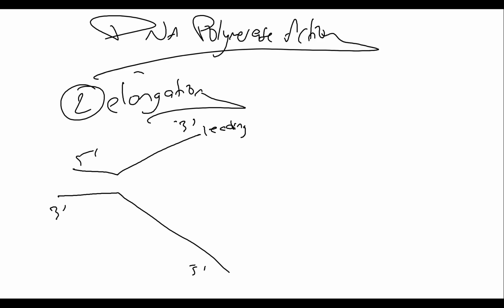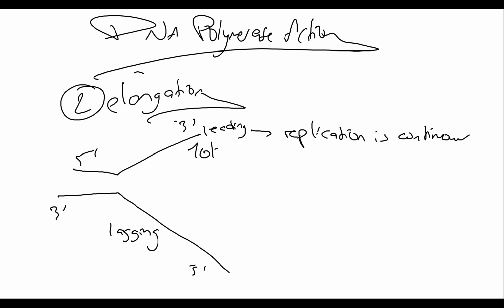This is the lagging strand. On the leading strand, this DNA polymerase will add Okazaki fragments, okay, only on one primer because the replication is continuous. So in the leading strand, the replication is continuous. So this DNA polymerase will add only one Okazaki fragment on the primer.